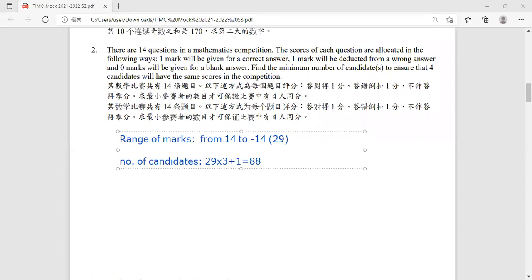For 87, for 29 marks, we have 1 student on each mark. Each mark there will be 29 students. Because we have four guys who have the same marks, all the marks have 3 guys on it and we put the 4th one on it. So we have 29 times 3 plus 1.